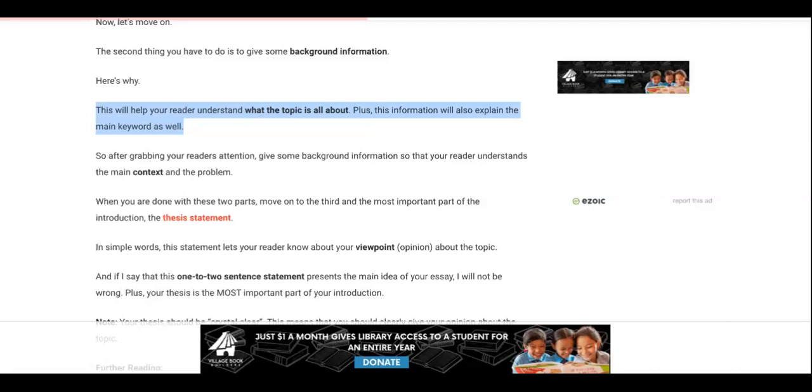When you are done with these two parts, move on to the third and the most important part of the introduction, which is the thesis statement.